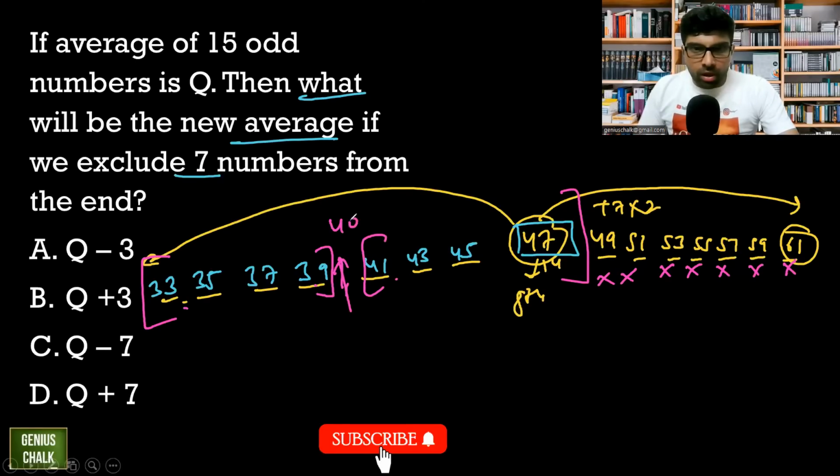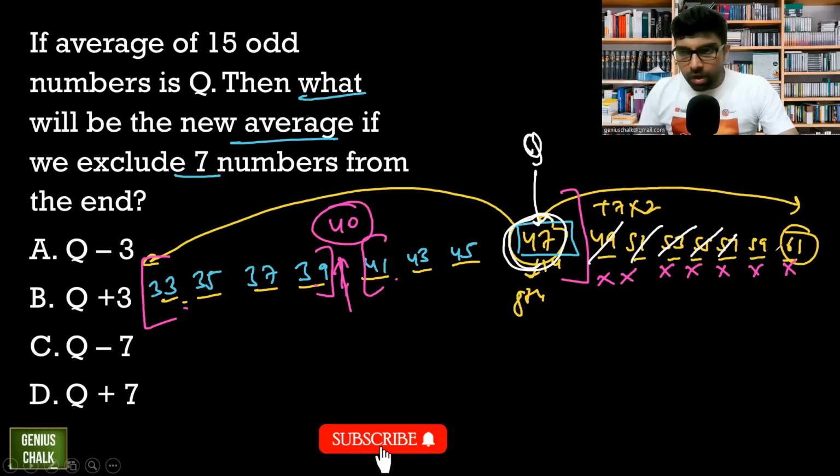So the middle is 40. Now you can observe that. What was the average earlier, guys? This Q value was 47. Now, after eliminating these 1, 2, 3, 4, 5, 6, 7 numbers, the average has come down to 40, right? That means there is a decrease of 7 in the average.